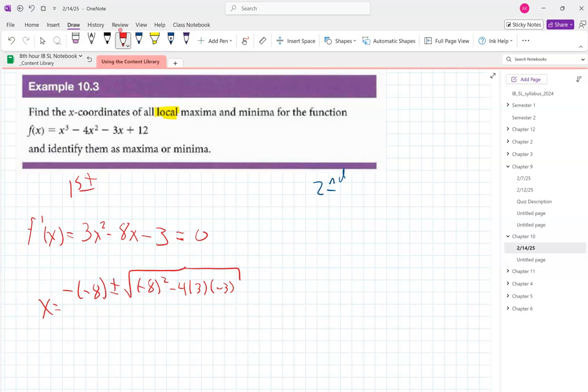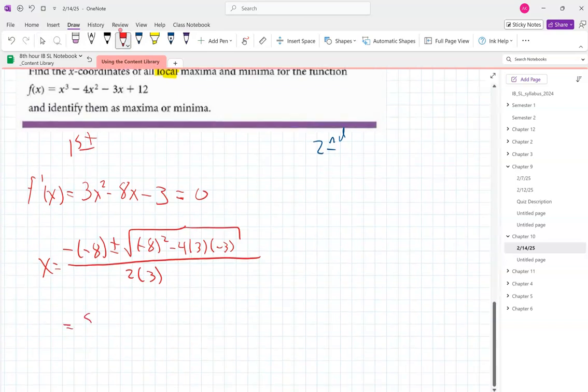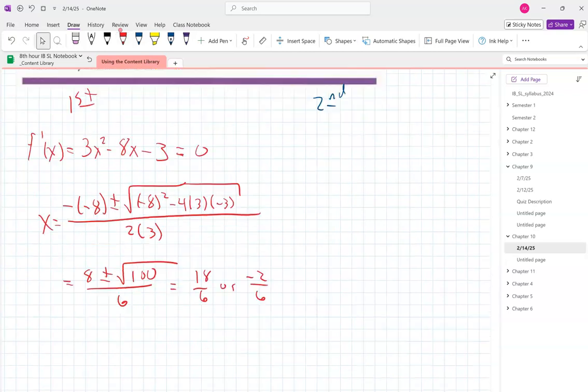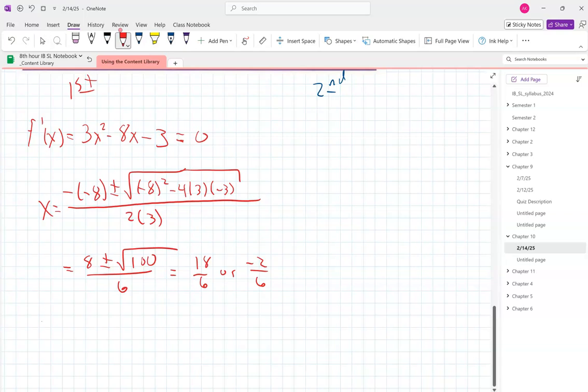So negative b plus or minus the square root of b squared minus 4ac, all over 2a. So what do we get here? We have 8 plus or minus the square root of 64 plus 36, so that's 100, over 6. So 8 plus 10 is 18 over 6, or 8 minus 10 is negative 2 over 6. So we have x equals 3 or negative 1/3.